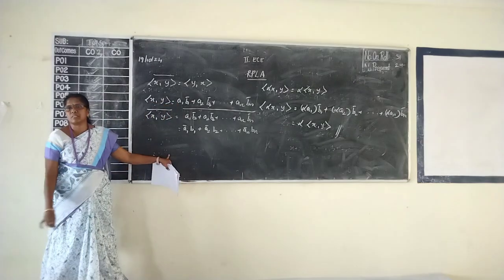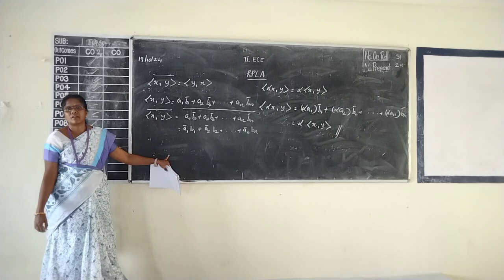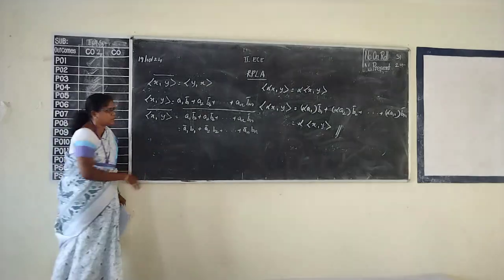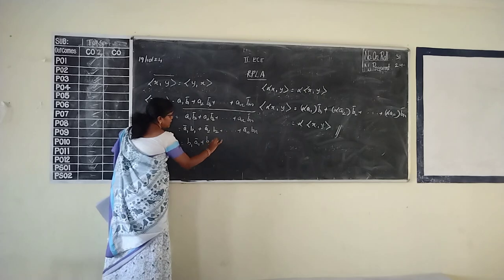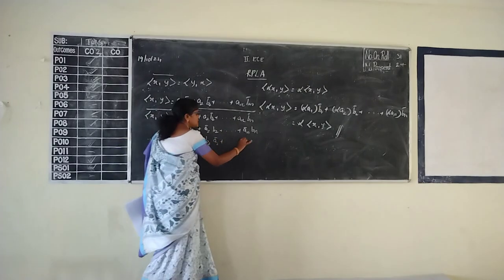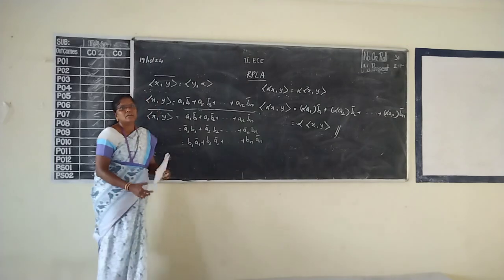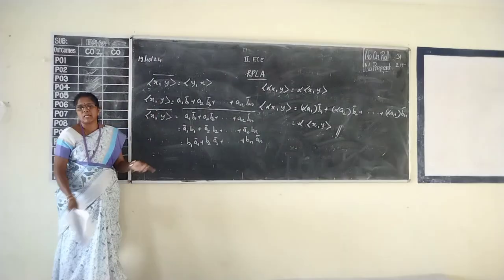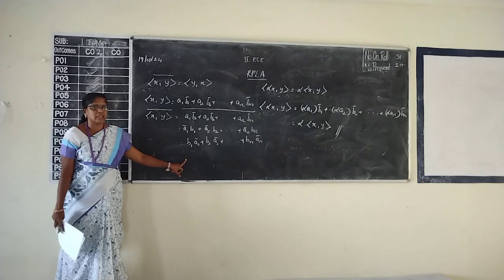Can you identify what this is? Compare with the definition. It is the inner product of y comma x. Can you identify it? Rewrite it in one step. We rewrite B1 A1 bar, B2 A2 bar, plus etc., Bn An bar. So according to our definition, the second term should carry the bar, and the first one is the number itself.